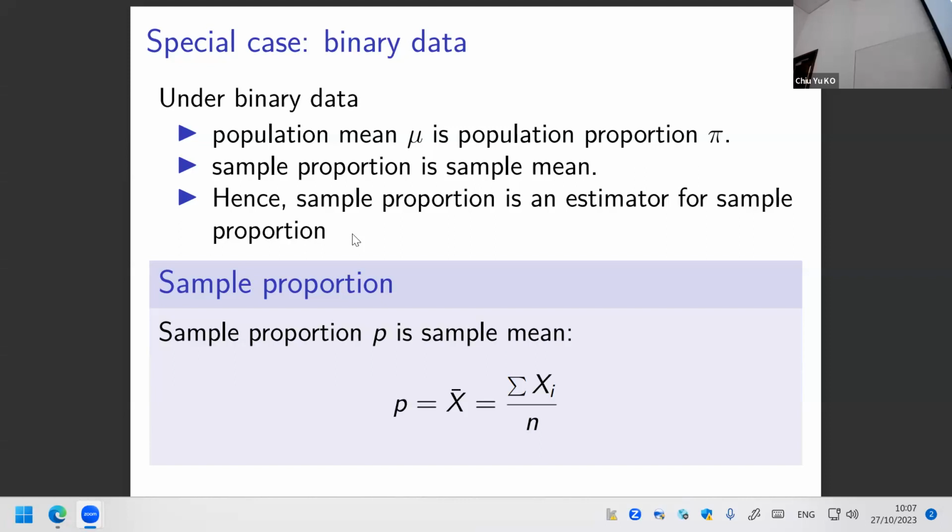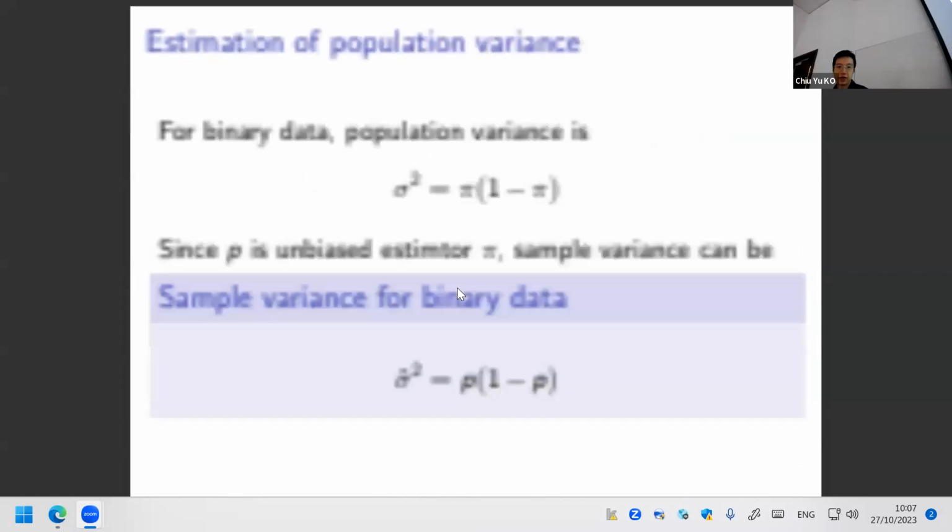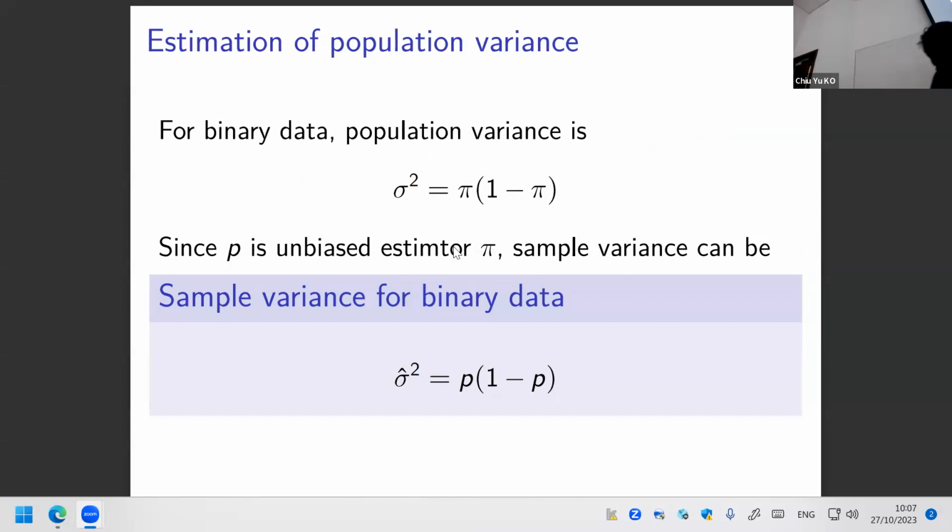Why I still talk about this is because of how to estimate variance. Remember, variance in binary data is slightly different. In binary data, the variance is actually the mean times 1 minus the mean. And how can we estimate sigma square? What should be done? Can we use this one?